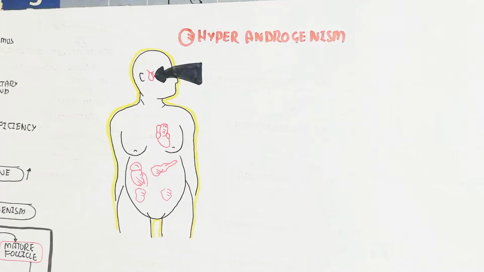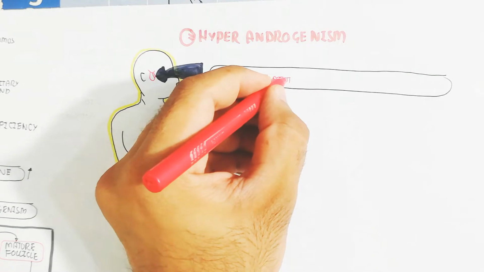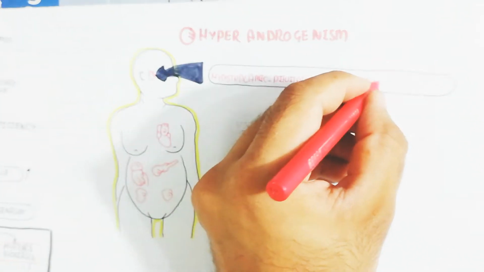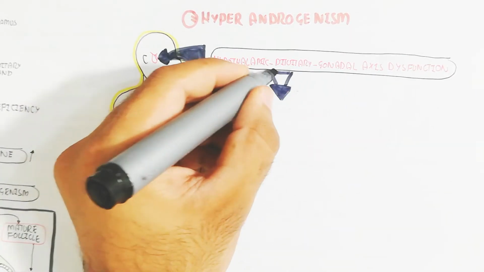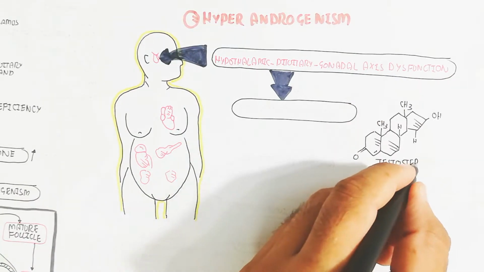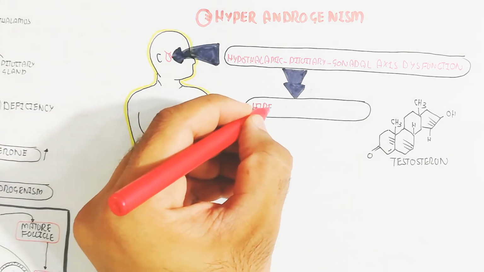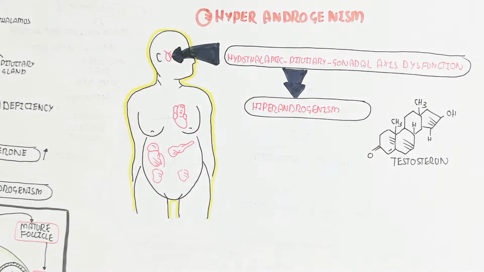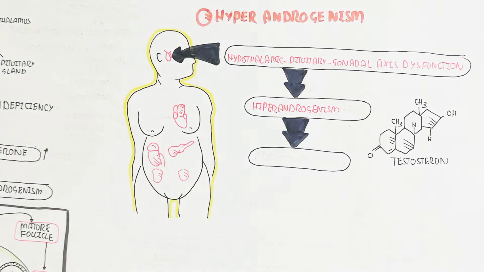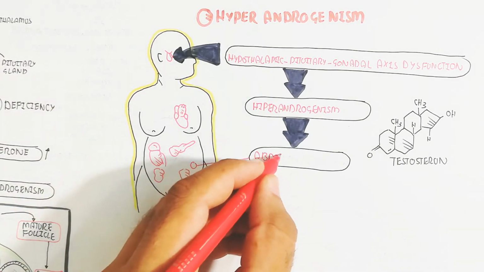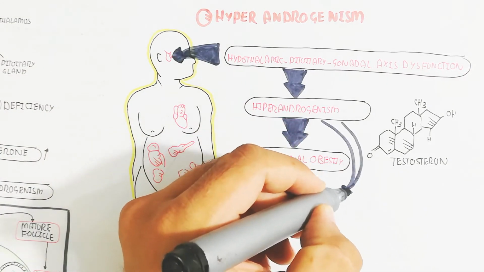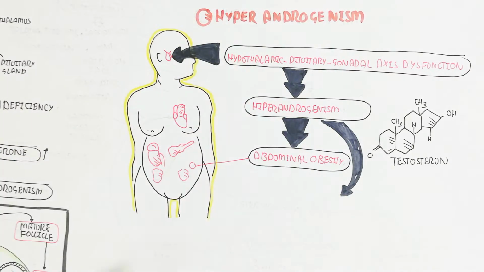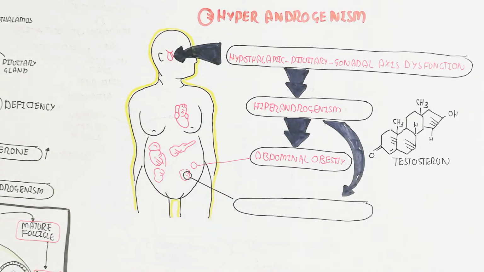So this is basically the hypothalamic pituitary gonadal axis dysfunction. Why? Because the hypothalamus will not trigger the gonadotropin releasing hormone. It means the follicle stimulating hormone will not be produced, and this is why the testosterone will increase. In this way, the hyperandrogenism will occur. This hyperandrogenism is also a type of polycystic ovarian syndrome, and abdominal obesity will occur. This abdominal obesity is due to diabetes and insulin resistance.